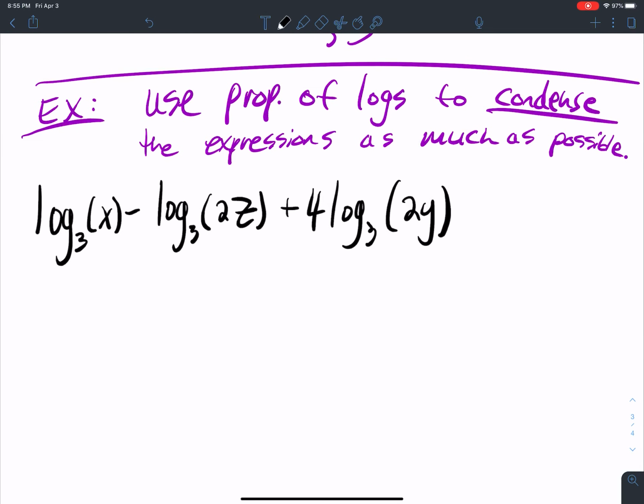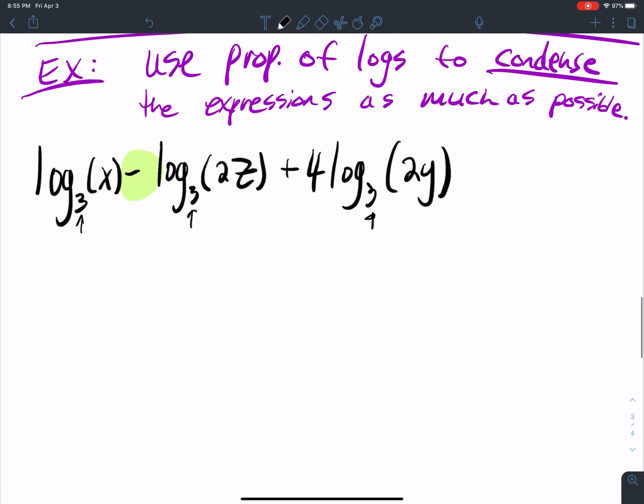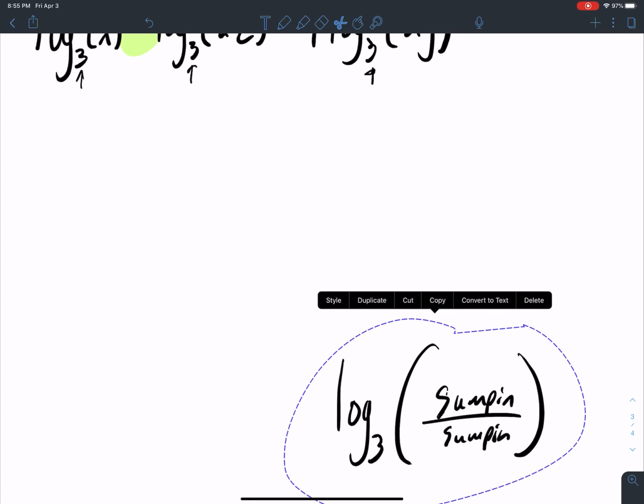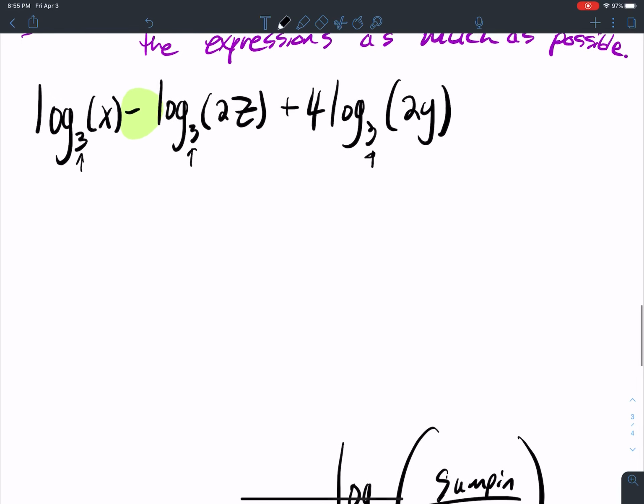Okay, well, we have to think about this for a second. When I have subtracting logs, that means I divide. All of these are base 3, so I can combine everything. My final answer is going to be log base 3 of something over something. How do I know there's a fraction there? Because of that negative sign there. So I'm going to put this down here, and we'll come back to that in a second.